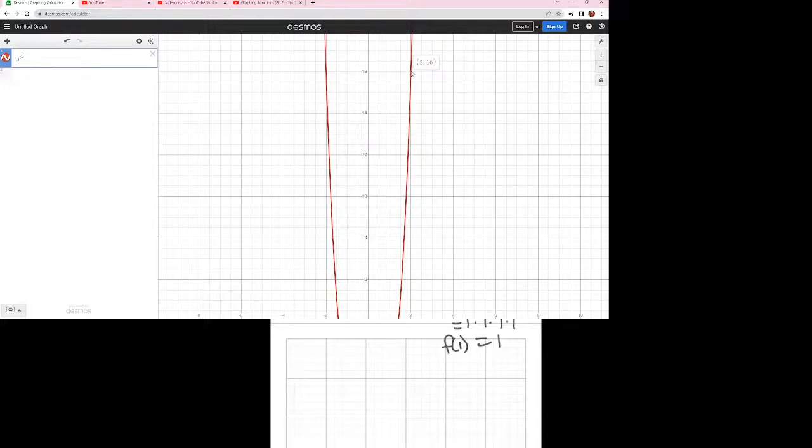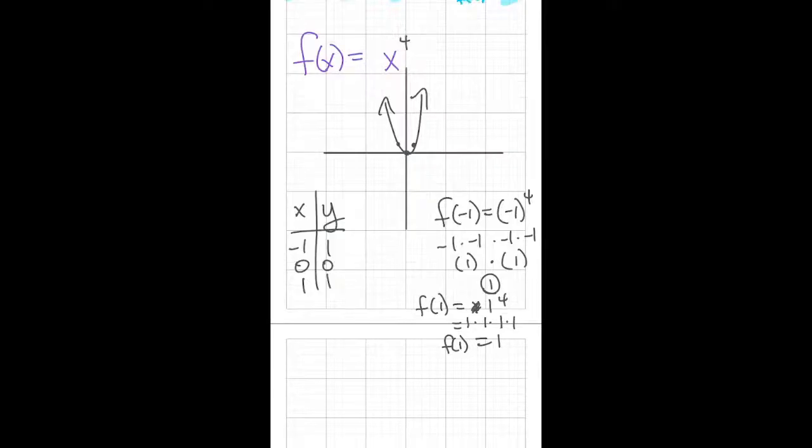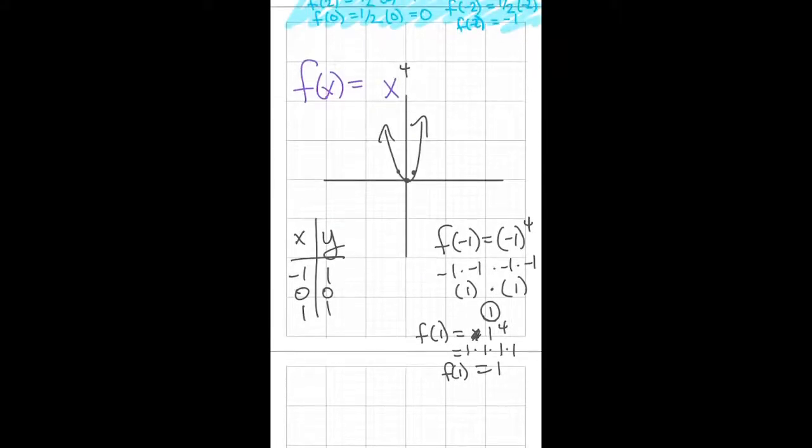And you know that's got to be true. Let's go back to the math and see why that's true. Okay, that's true in this case because f of 2 would be the same thing as 2 to the 4th. And 2 times 2 times 2 times 2. These two make 4. These two make 4. 4 times 4 is 16. F of 2 has to be 16.